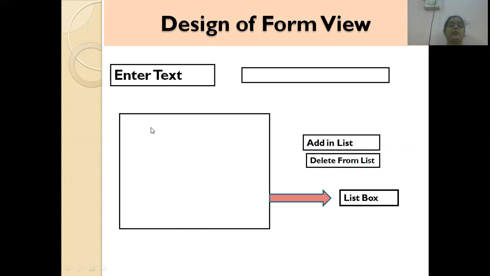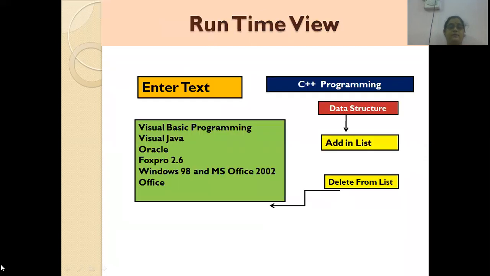I'll select the particular text from the list box control and delete it with the delete from list button. Then that item should be deleted from the list box. So how does it look? For example, here your list box control already contains items like Visual Basic, Visual Java, Oracle, FoxPro, Windows Office and Office. These are two command buttons. This is my list box control.